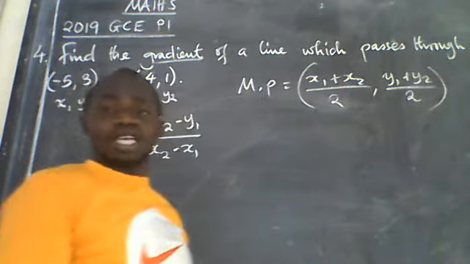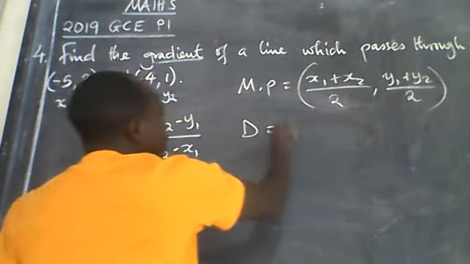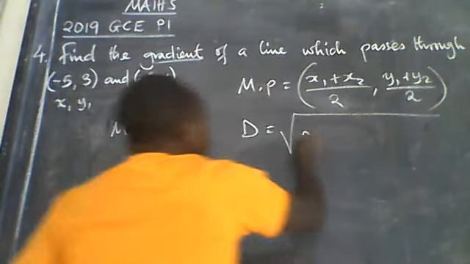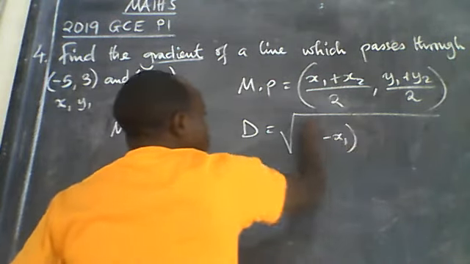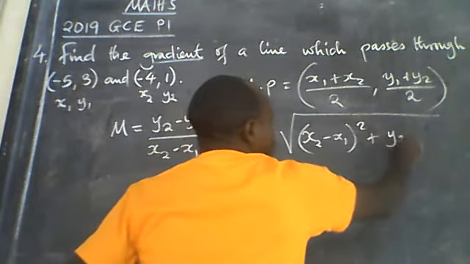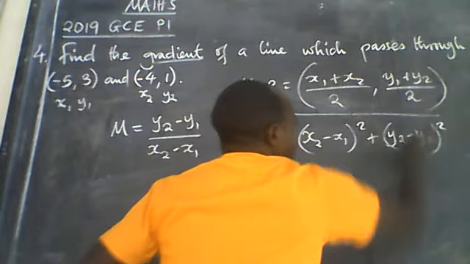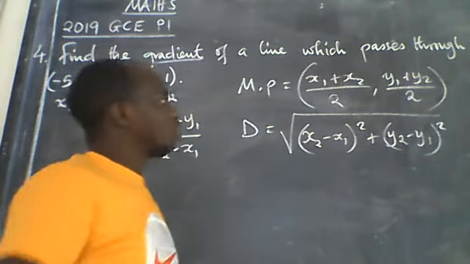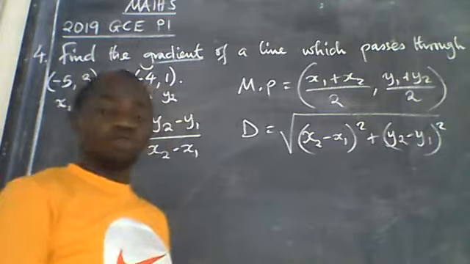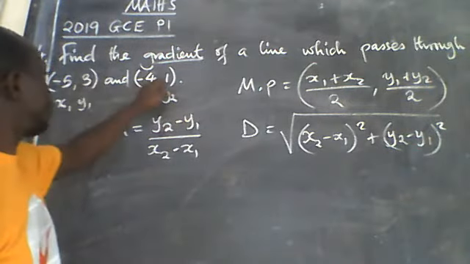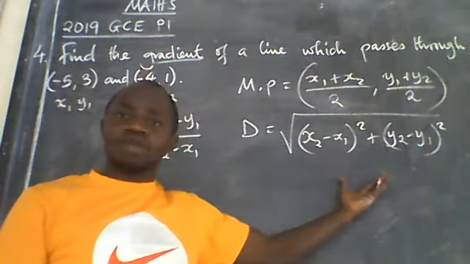We also have distance, okay? For distance, we say square root of x2 minus x1 squared plus y2 minus y1 squared, okay? So this one is when you are looking for the distance between the 2 points. This point here and this point, what will be the distance? You use that formula, okay?